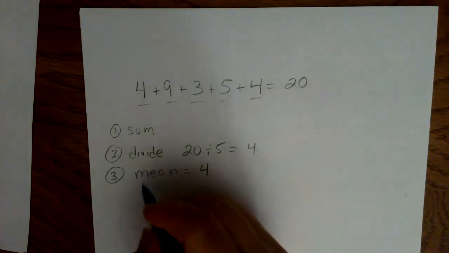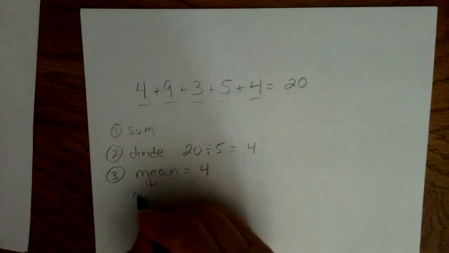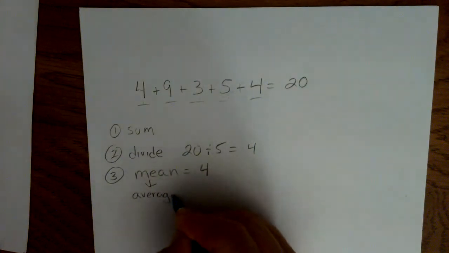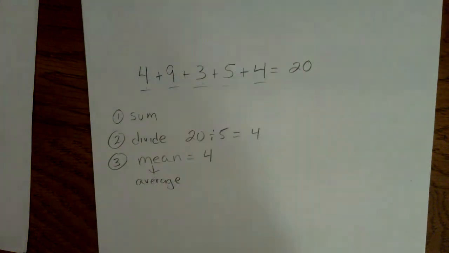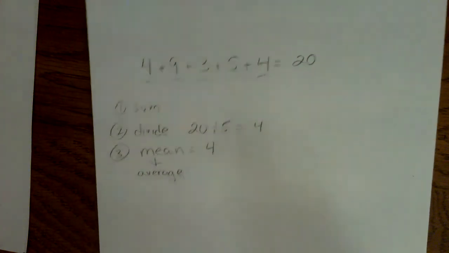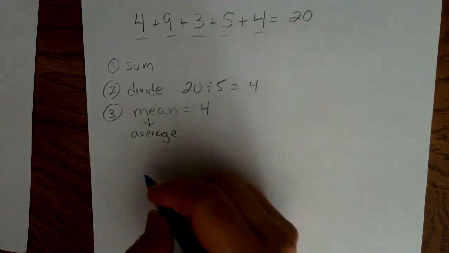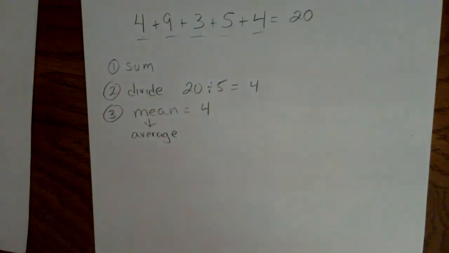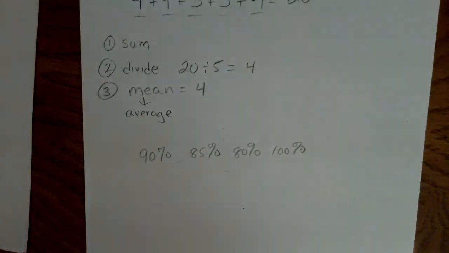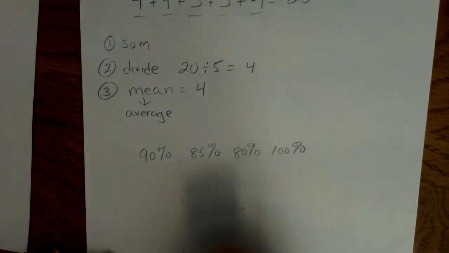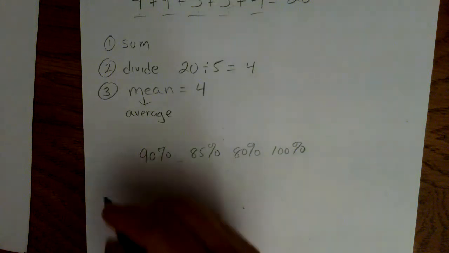Typically, people call the mean the average, even though mathematically that's not quite correct, but that's what we consider to be the average. All right, so let's take a look at another one. Let's say that we have some quiz grades this time: 90%, 85%, 80%, 100%. So again, what we're technically really doing is taking all of our percentages and putting them in one pot.